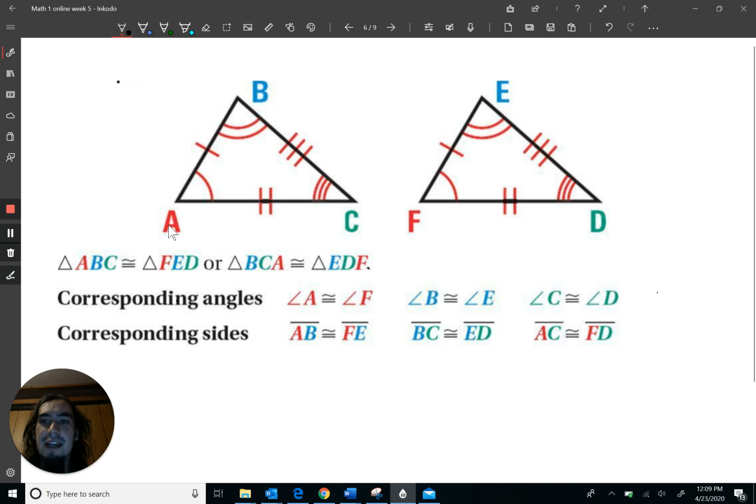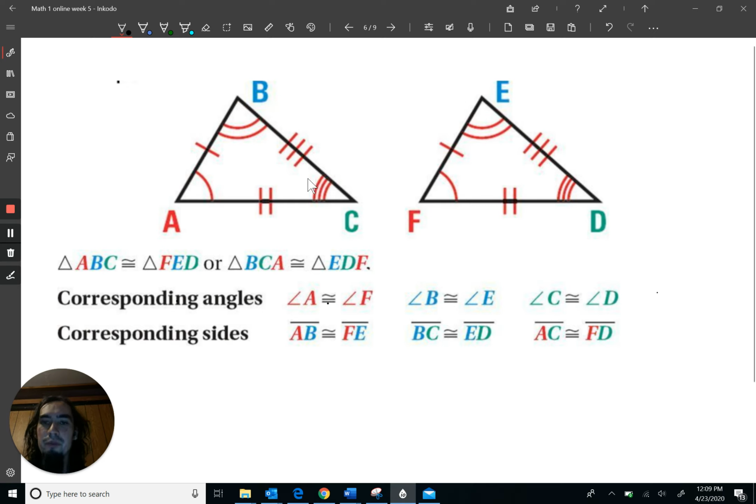So for instance, A is here in the bottom left, and F is here in the bottom left. So these two are corresponding. And so we see that A and F are, what's this symbol here? That's congruent. This is the congruency symbol. So A is congruent to F. Okay, well, what else? B and E are both in the top. So B and E must be corresponding, and they're congruent.